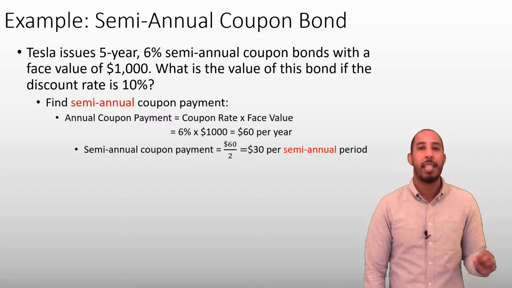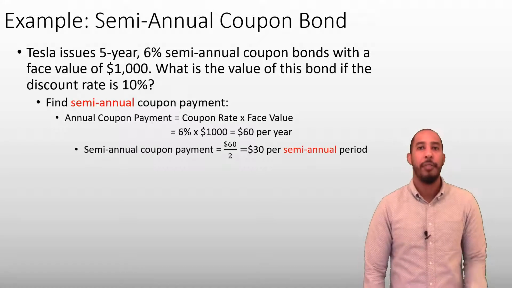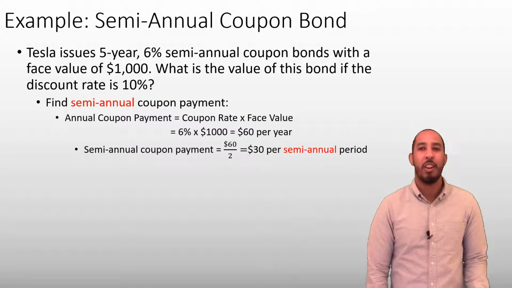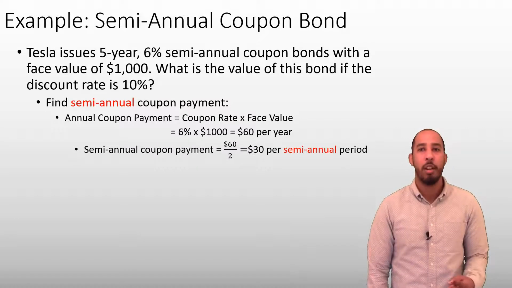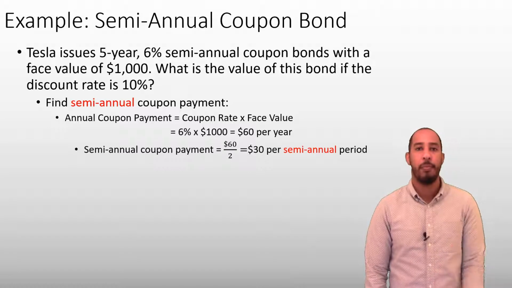I need to find the semi-annual coupon payment since this is a semi-annual bond. I have a formula for the annual coupon payment. That's the coupon rate times face value. So we'd get $60 a year in interest from this bond. But since we're getting interest twice a year, we need to divide that $60 annual payment into two pieces. So we'd be getting $30 every semi-annual period.